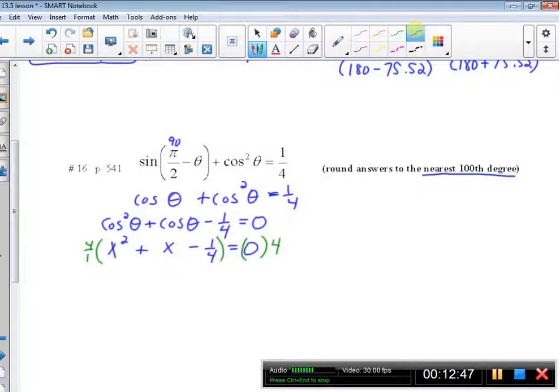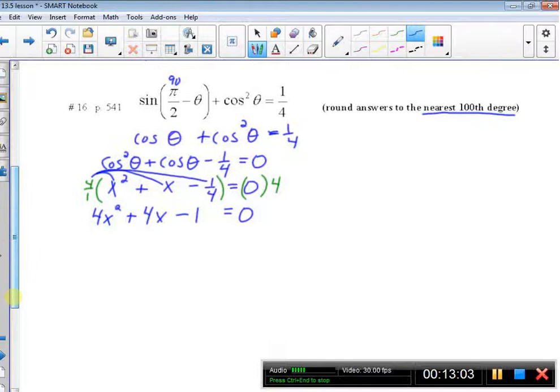And so what that gives me is 4x squared plus 4x minus 1 equals 0. So we had to distribute that 4 to each term. And then I'm ready to factor. So let's take a look. Had one of these in 13.4's notes too, I believe.